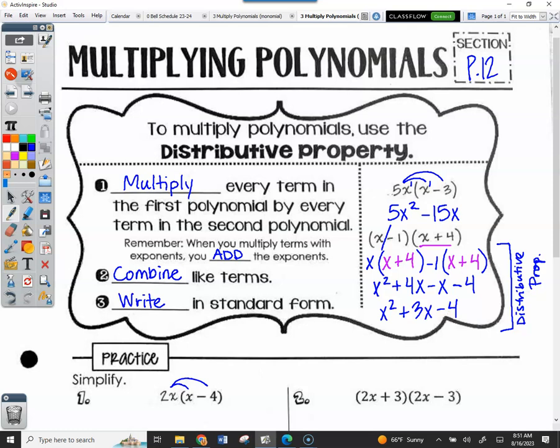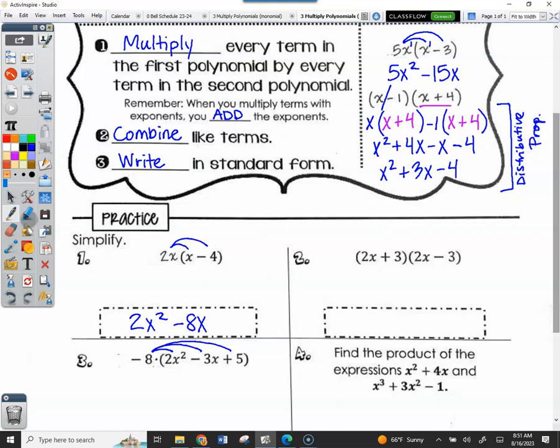The other method is what's called the box method. Some people like the box method. The box method helps you organize your work in a nice little neat box and then get your answer in the end. The box method is also the distributive property. It's just that the box helps you organize your work. Some people struggle with knowing what to write when you just have a blank page. The box method sometimes helps you know what to put where and when to multiply. So let me show it to you.